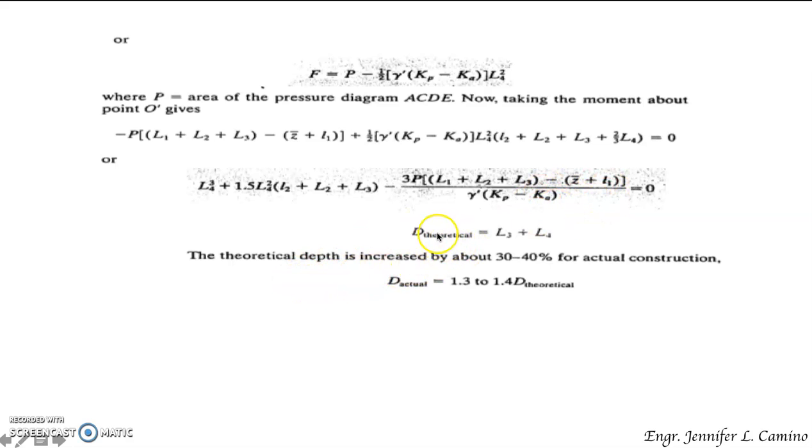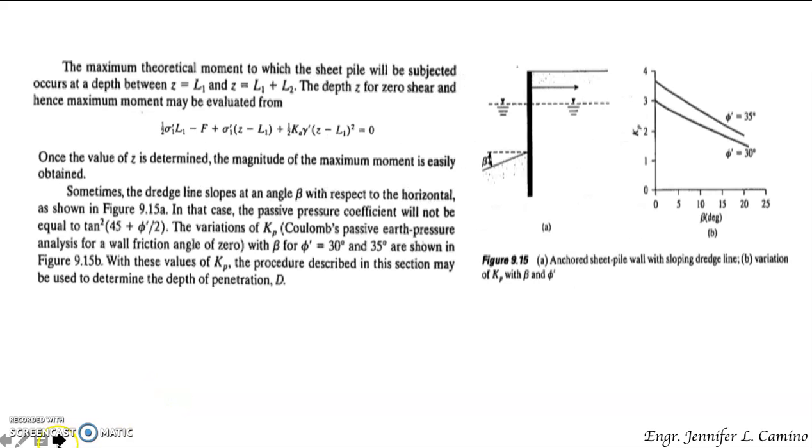Based on the theoretical depth of penetration, we can compute for the actual depth of penetration, which is increased by 30 to 40%. So that would be 1.3 to 1.4 of the D theoretical. From here, the maximum theoretical moment to which the sheet pile will be subjected occurs at a certain depth, Z, between Z equal to L1 and Z equal to L1 plus L2. And we can have the maximum moment through this equation.